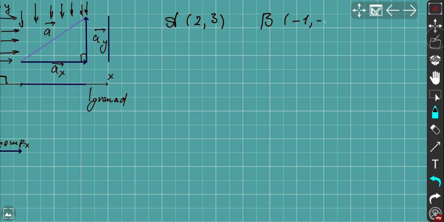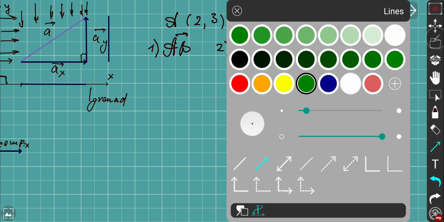and -3. So we need to find vector AB first. And let's say we need to find vector BA, as a negative, as you remember. So BA is basically the negative vector for AB, or it's simply opposite. Okay, so how can we do that?